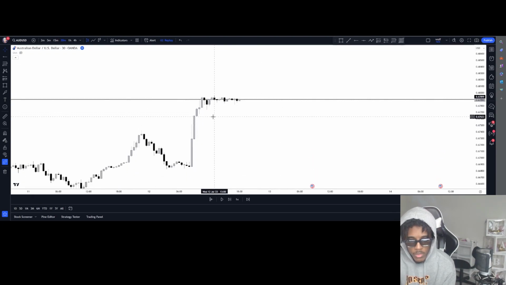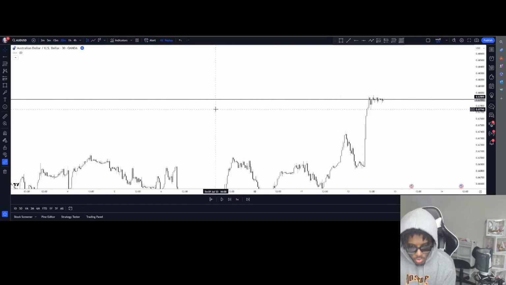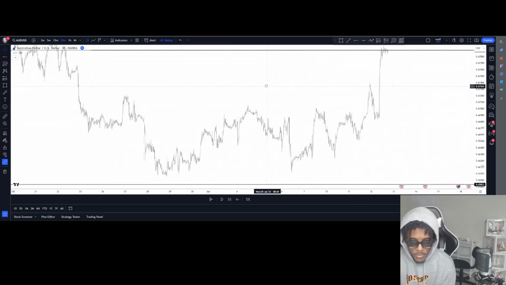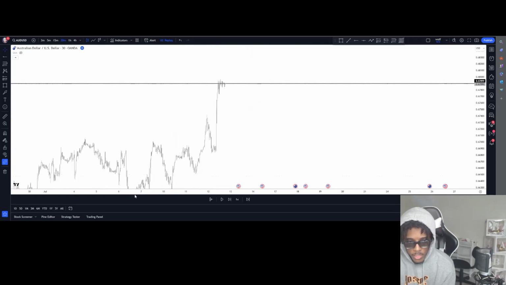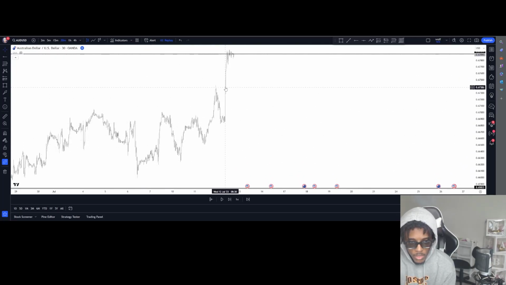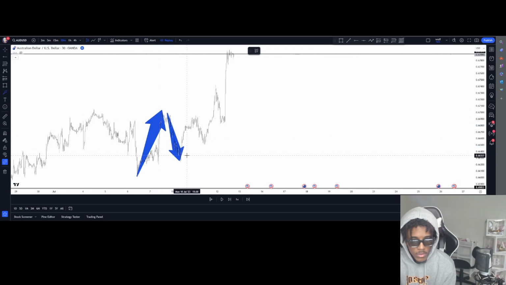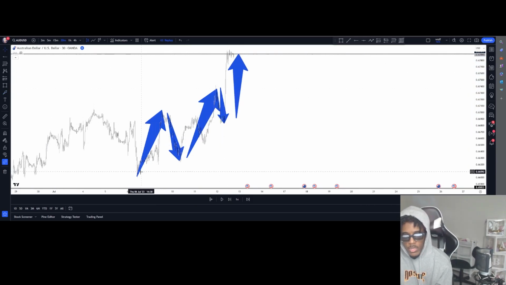Usually when this happens, price starts to drop. Usually. That's usually what happens. But we got this strong bullish bias over here. I mean, look, we're creating higher lows, higher highs. As you can see, let me pull out my tool. We're creating higher highs, higher lows, higher highs, higher lows, higher highs, bro.